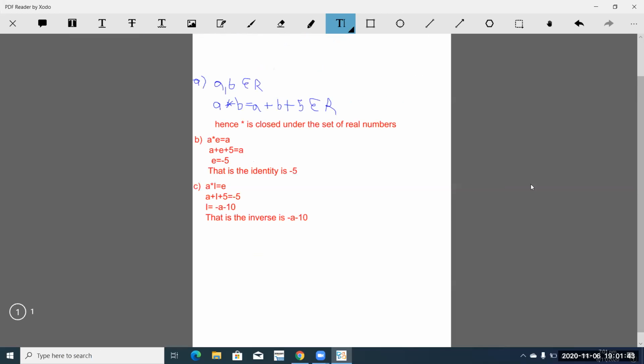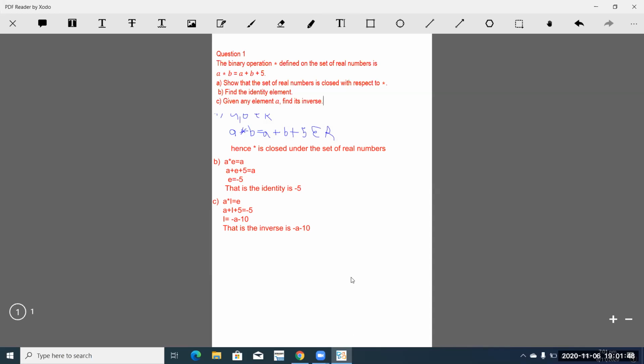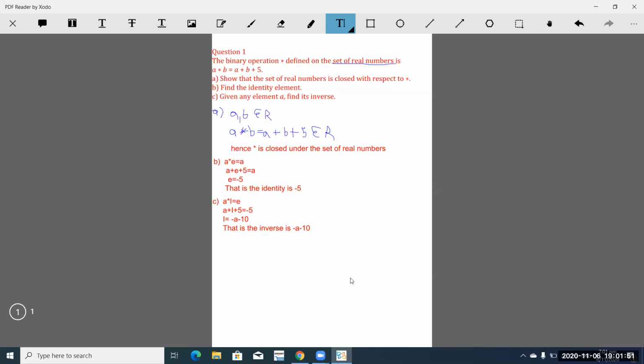Very easy. All right. So here we have it again for question 1. We showed that A plus B plus 5 is also a real number, and hence we can say that the set is closed. We just use the formula A star E equals A to find the identity and transpose to make E the subject. And then we use the formula A star I equals E and make I the subject to find the inverse. Easy, very easy question. Nice.